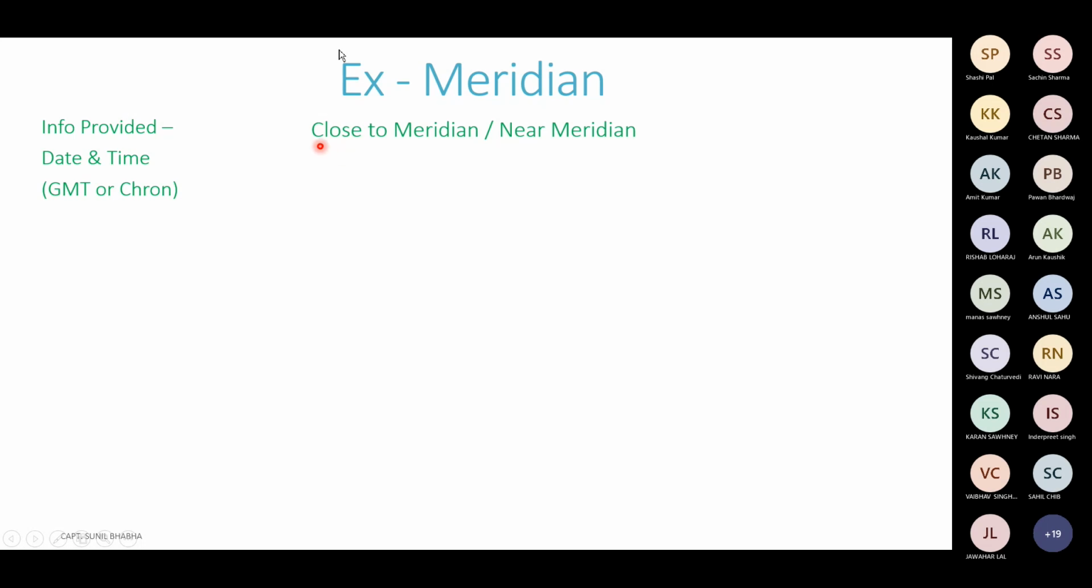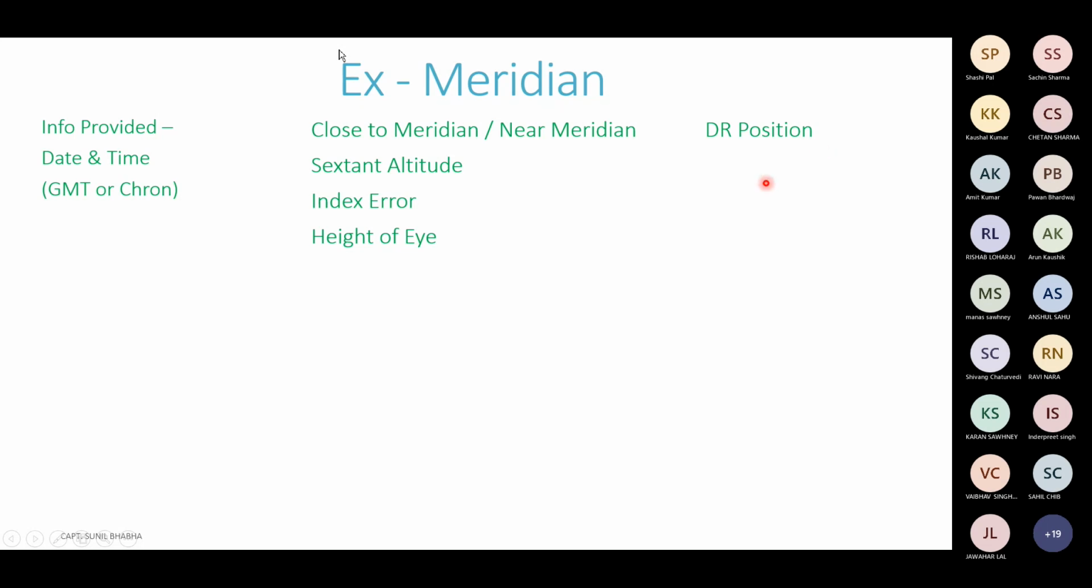The second set of information is they will tell us that the body is close to the meridian or the body is near the meridian. Along with it, we will have the sextant altitude of the body and, as usual, the index error, the error of the instrument, the sextant, and the height of eye provided to us for dip correction. And we will also have the DR position given in these questions.